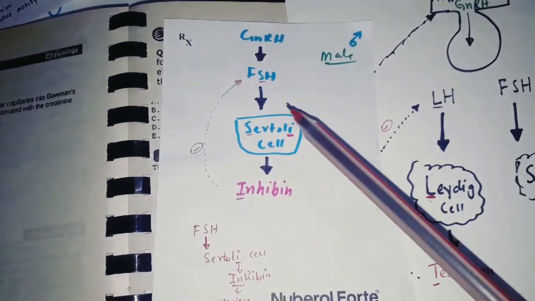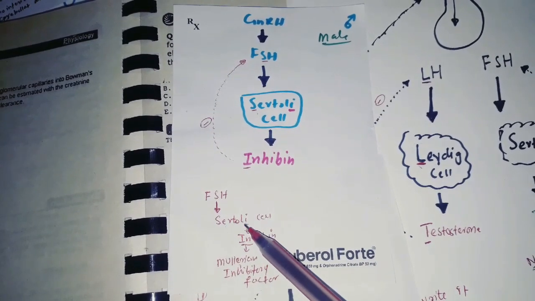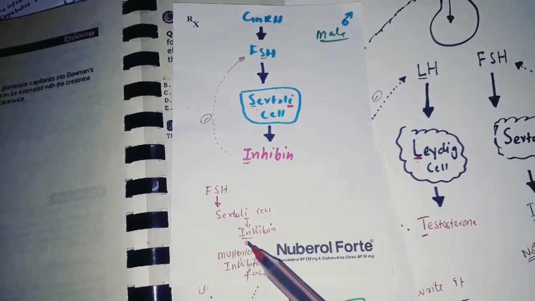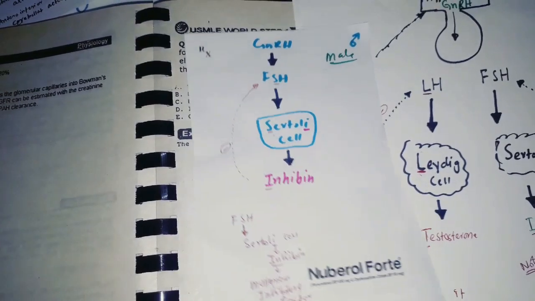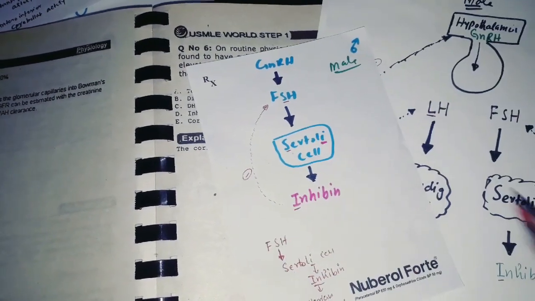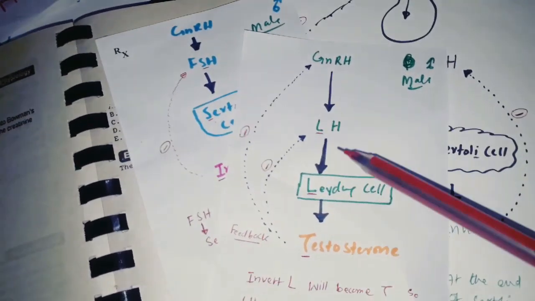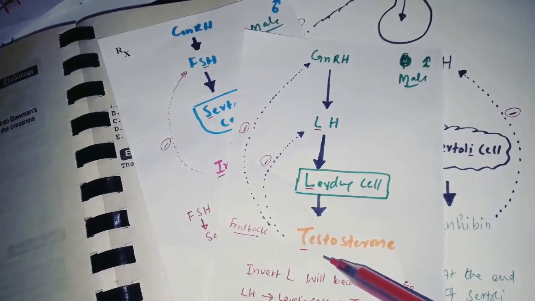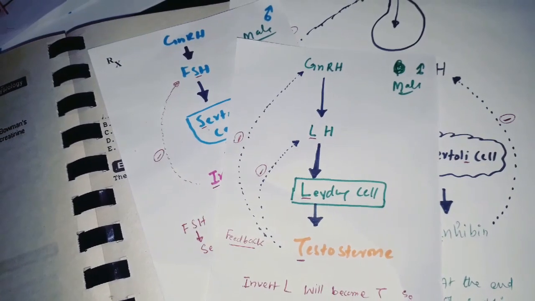Now you see here GnRH, FSH, Sertoli cell, it will act to secrete inhibin. In FSH you see there is the letter S, so Sertoli cell, and in Sertoli at the end there is the word inhibin. So it will secrete inhibin, and from this inhibin you will also remember that Mullerian inhibitory factor is also secreted by Sertoli cells. For the Leydig cells you already know: GnRH, LH, L is the same as Leydig cells, and it will secrete, if you invert this L, testosterone. And this testosterone, as a negative feedback, will inhibit both LH and GnRH.